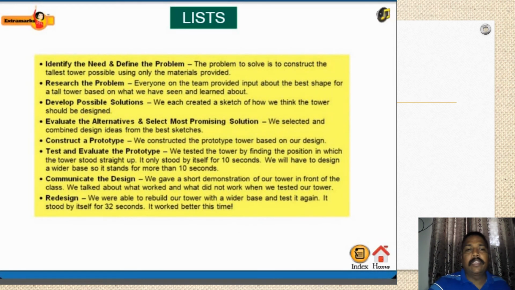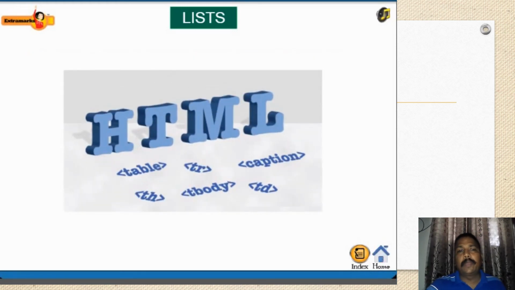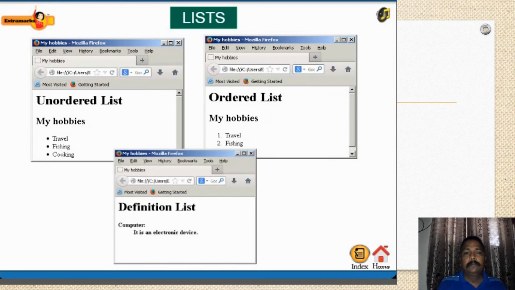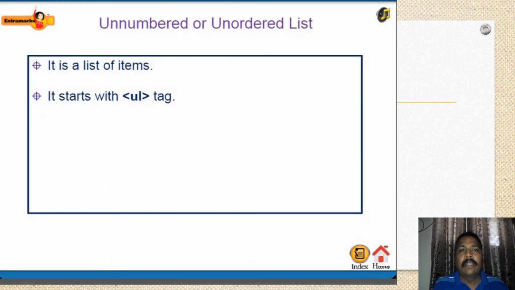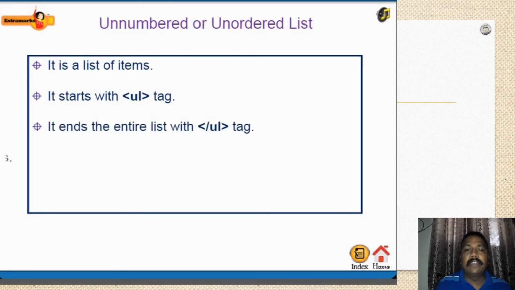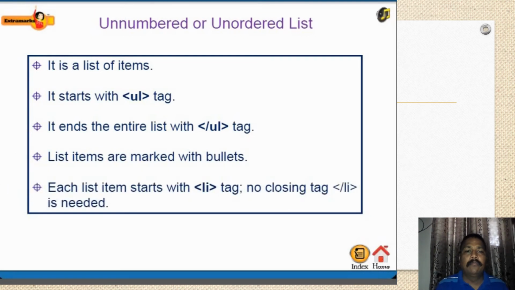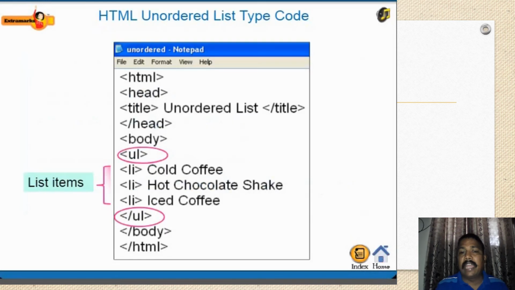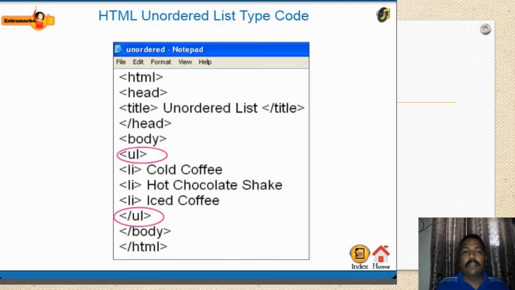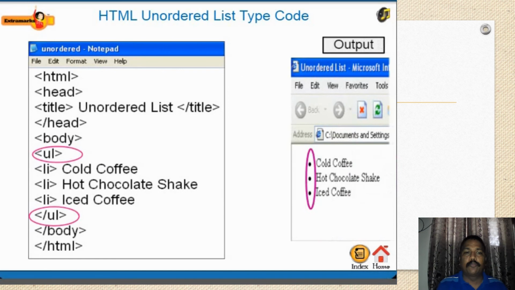The next one is listing. Listing is used to display text in a list. In this we are not supposed to give BR or P tag. There are three types of listing: unordered, ordered, and definition. The unordered list starts with the UL tag and ends with the UL tag, meaning it is a container tag. The items are in bullets, and each list item starts with the LI tag. You can see over here UL, LI coffee, and let's see the output over here.